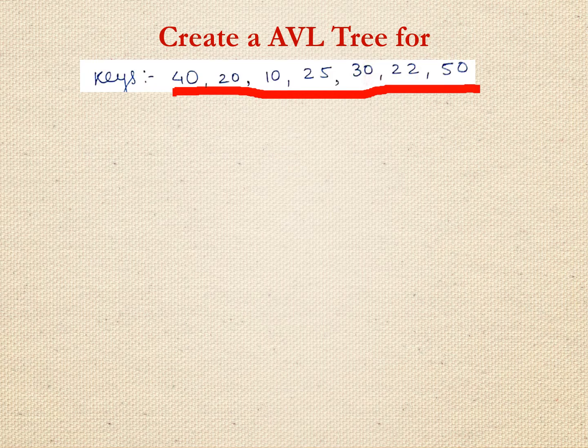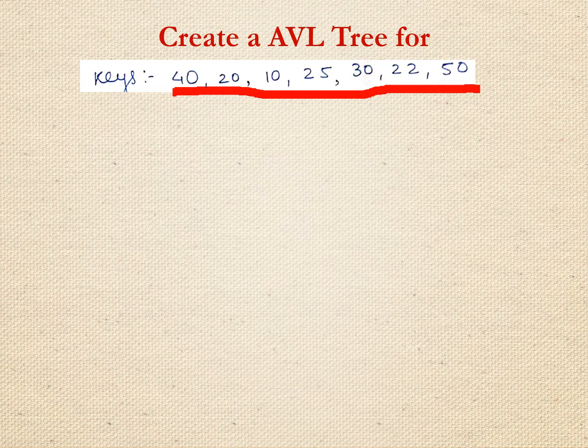The rule says that when you are entering the elements in the AVL tree, every time you have to check whether it is balanced or not. If it is balanced at that moment, you keep it. If it is not balanced, then you have to make it balanced. So at any position, after adding any element, if it is getting imbalanced, we have to make it balanced. Okay, so let us go ahead.